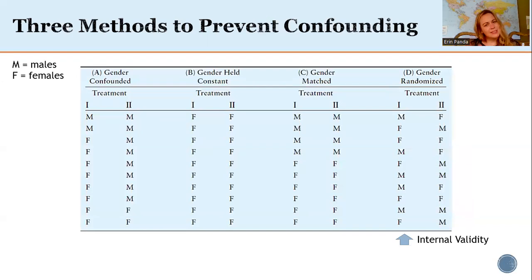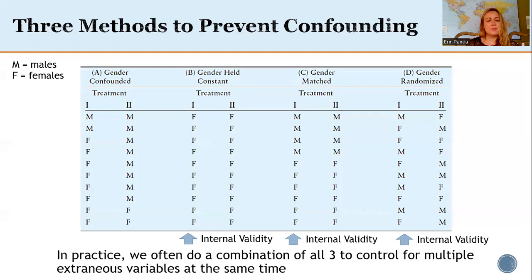So this would, to some extent, also increase our internal validity. So we've got these 3 methods. In practice, we often end up doing a combination of all 3 to control for multiple extraneous variables at the same time. And I'll show you what I mean.